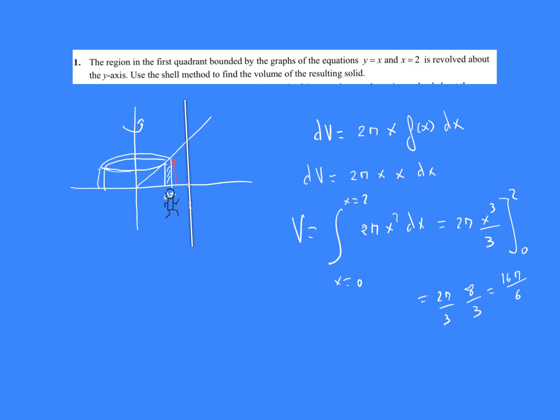Problem one says the region in the first quadrant, the first quadrant is, of course, here, is bounded by the graph of the equation y equal x. Y equal x is this rectilinear line. X equal 2 is this vertical line. This is the line x equal 2. And it's revolved through the y-axis.